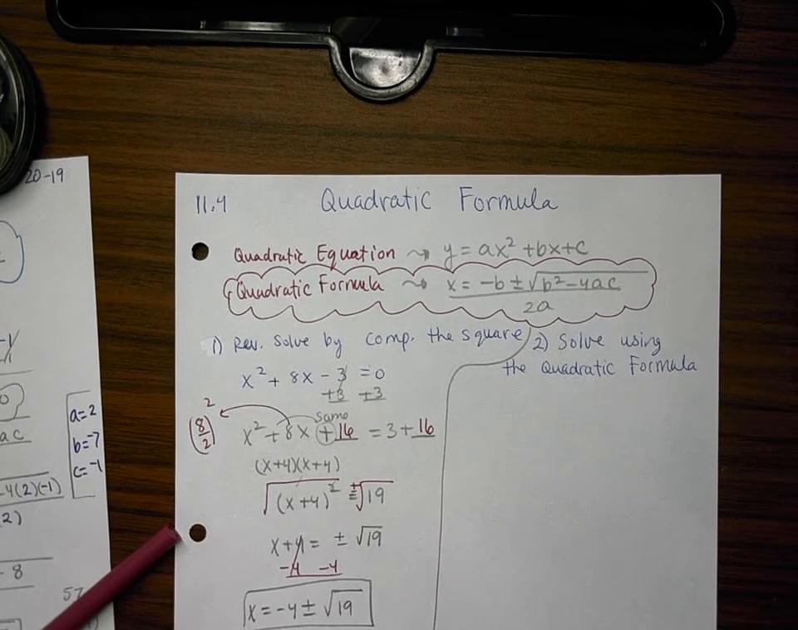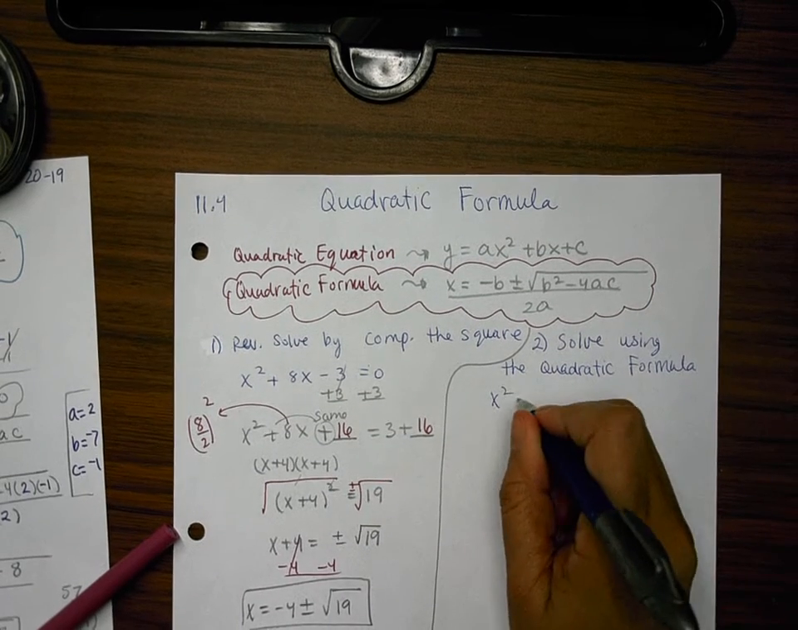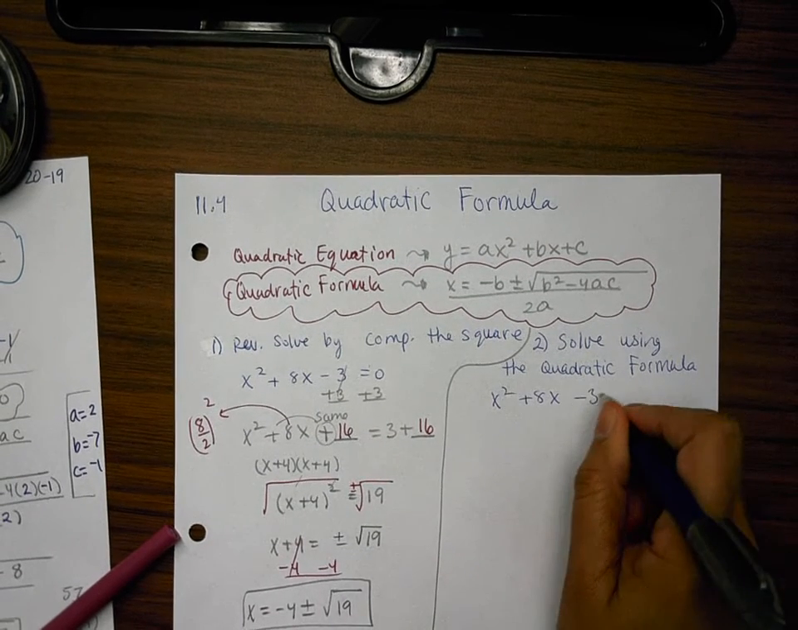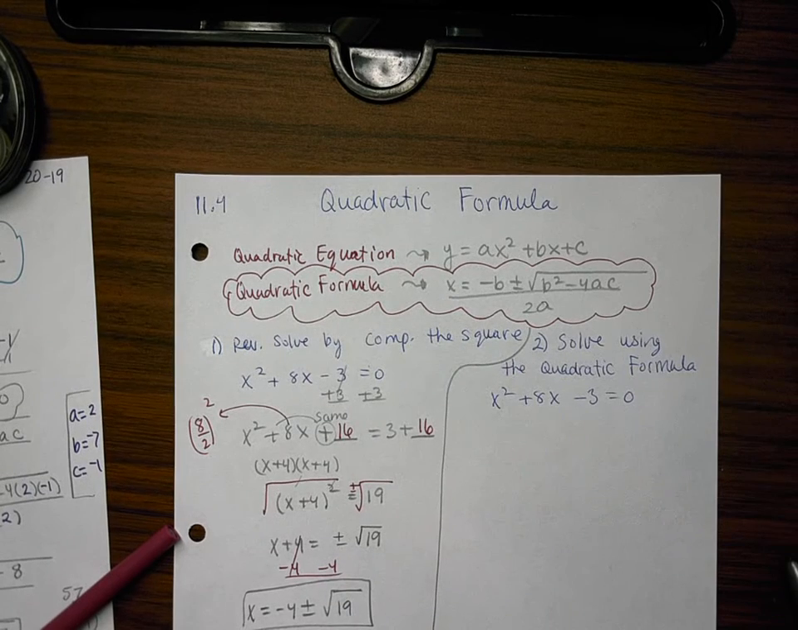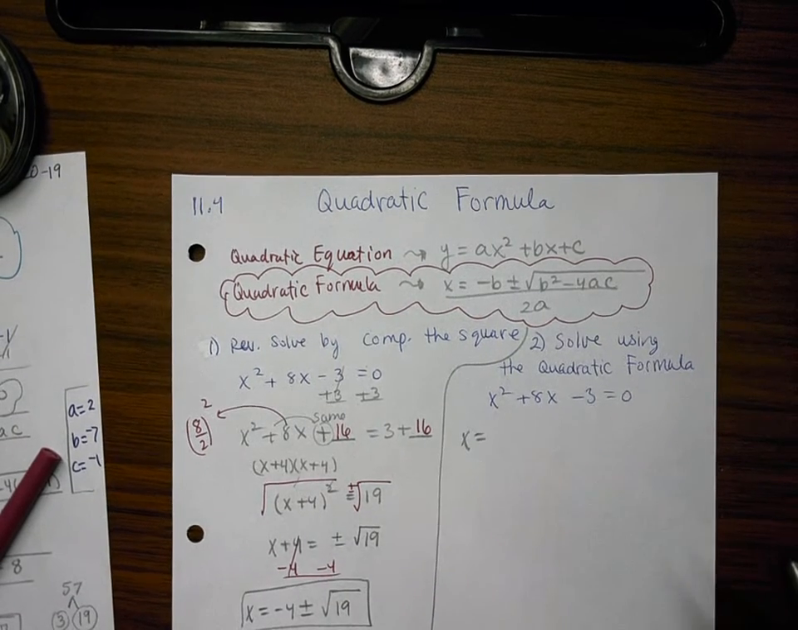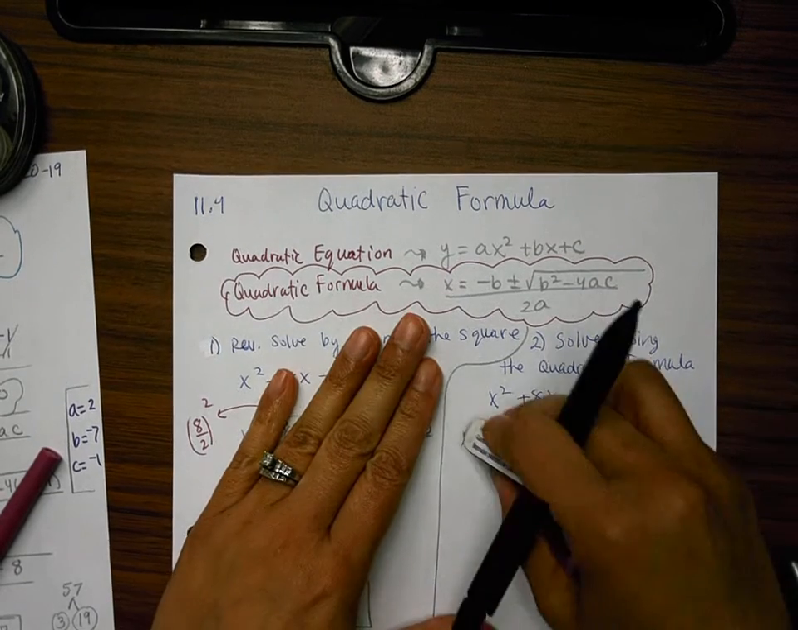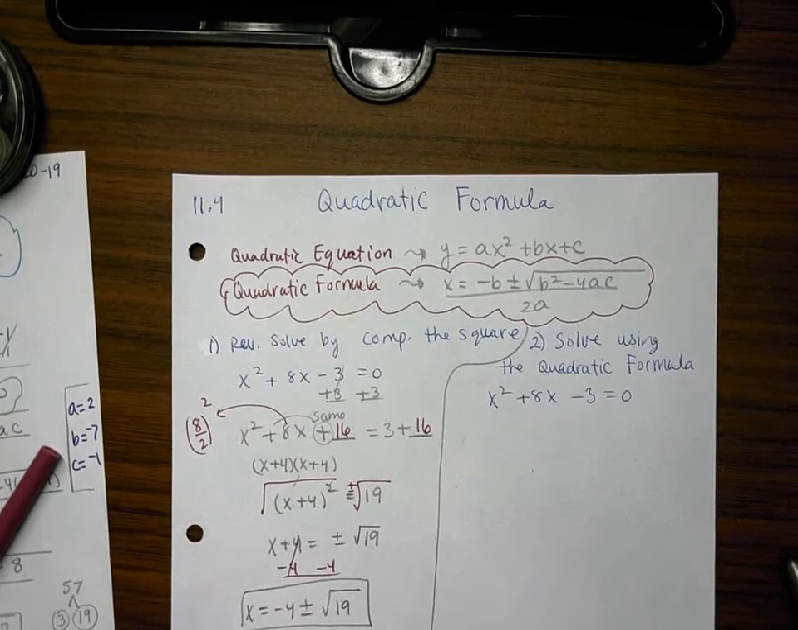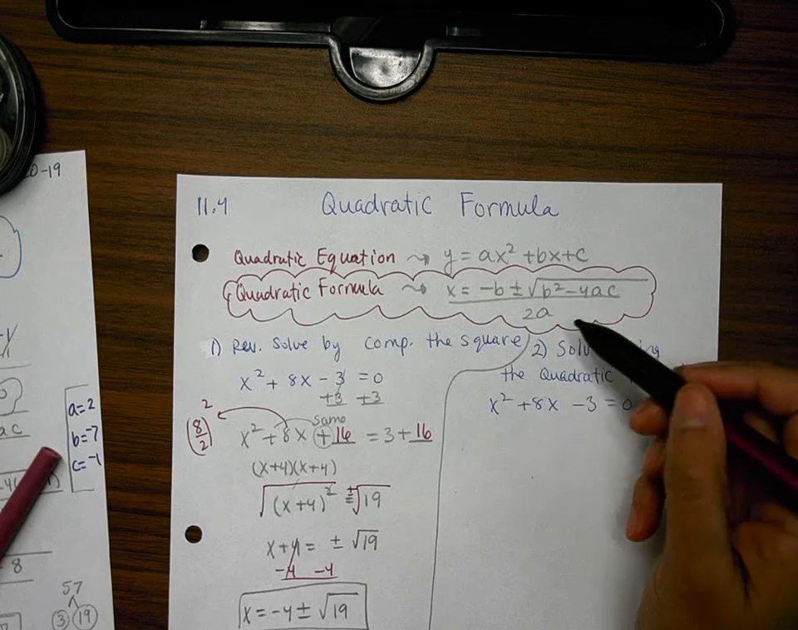Okay, so we're going to do the same problem. X squared plus 8x minus 3 equals 0, and see if we come up with the same answer. We should. We're going to work it through. X equals negative b plus or minus the square root of b squared minus 4ac all over 2a.